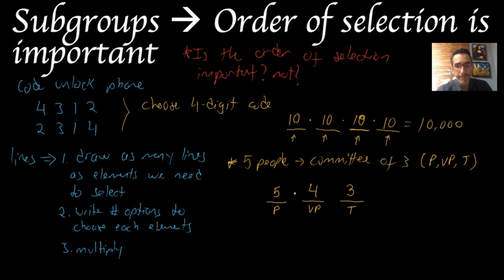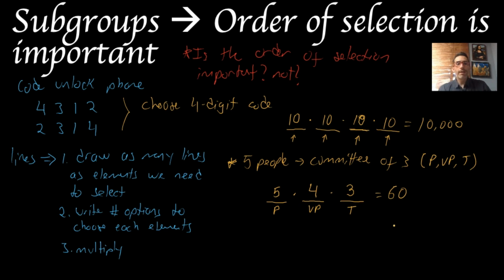Last step, we multiply. And this will be equal to, this is going to be 20, right? So this is going to be a total of 60 options. So what I'm saying here is that of a group of 5, and I need to select 3 people, I can have 60 different selections, 60 different ways of selecting those 3 people, okay?